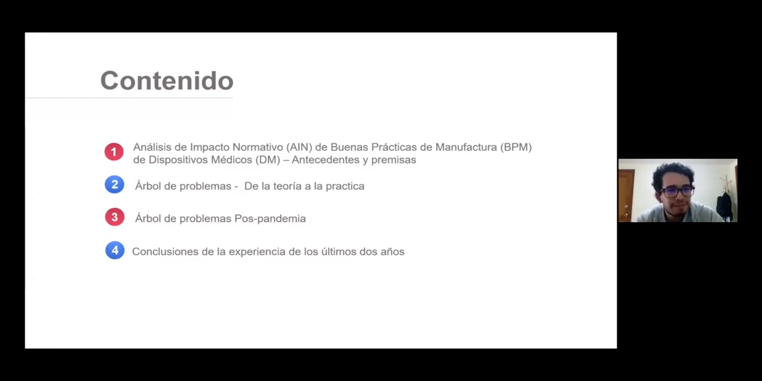And so we're going to start by saying what is an RIA for the good manufacturing practices for medical devices. So first of all, we are going to define how we built the problem tree, and from that, how it changed our vision in terms of the conditions to build this document, having in consideration what happened last year and over the past 2 years actually. And I'm going to conclude with the experience of the past 2 years.